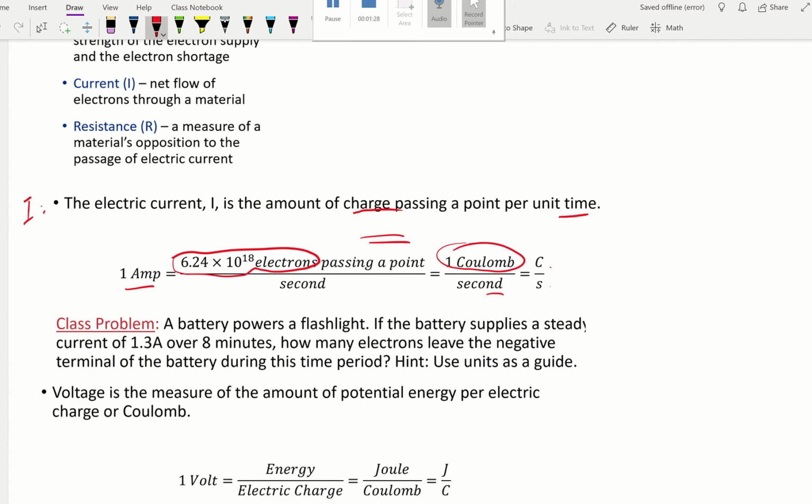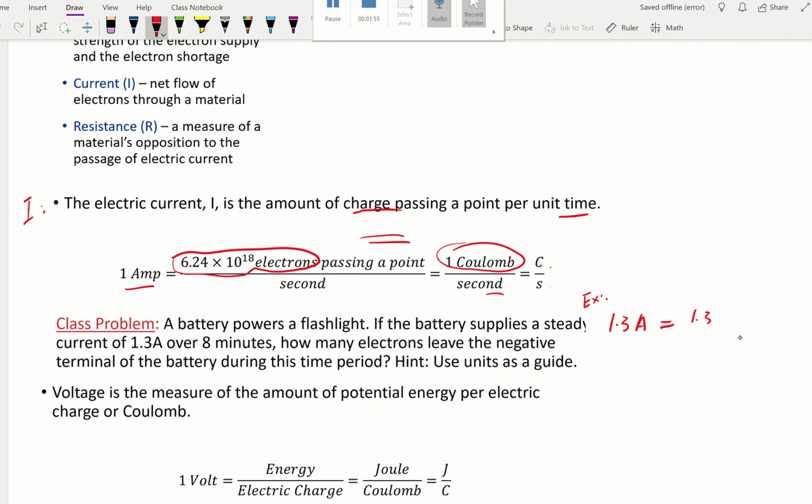Okay, now let's take an example. If this flashlight is powered by a battery and the battery gives about 1.3 amps over 8 minutes. So 1.3 amps for 8 minutes. That will ask us how many electrons leave this negative terminal during this time. So let's think about 1.3 amps.